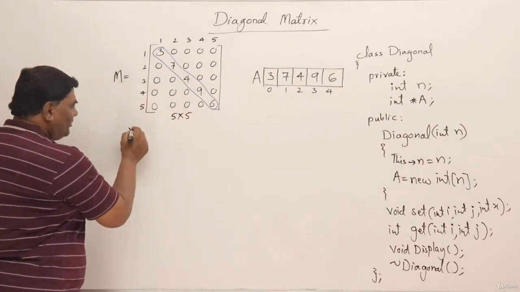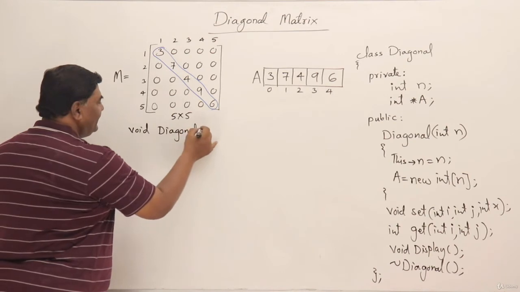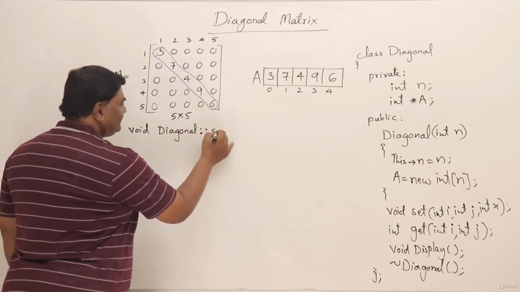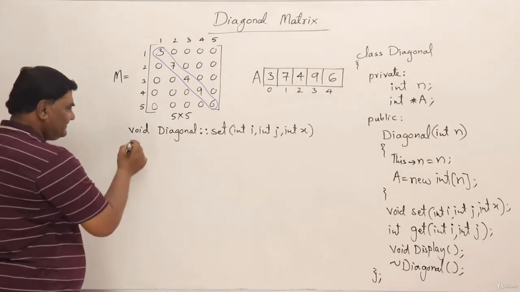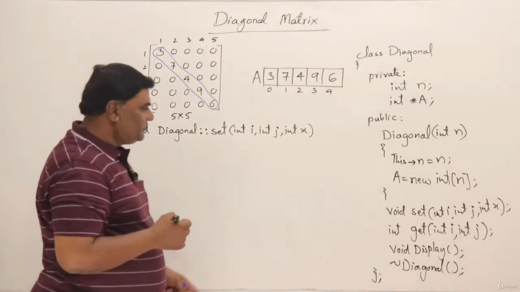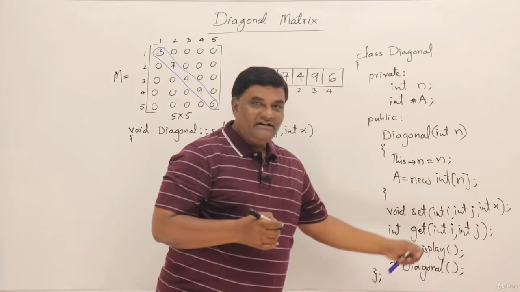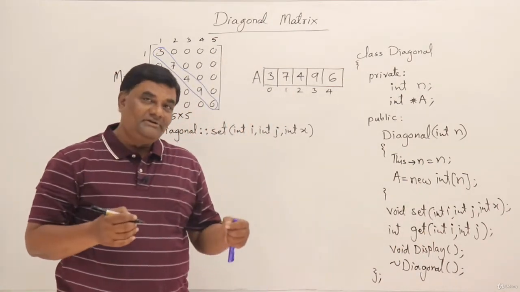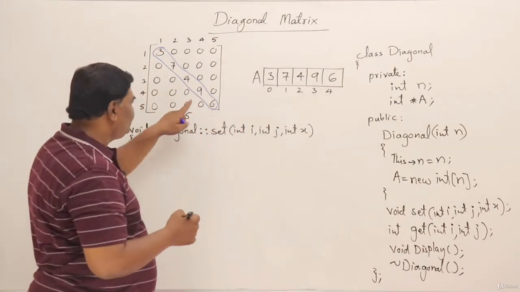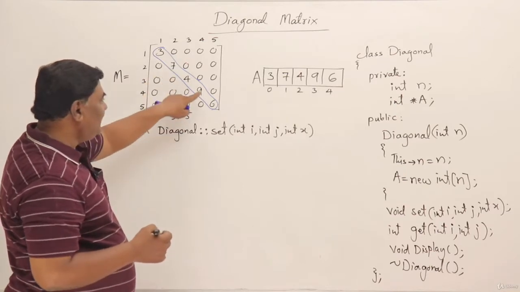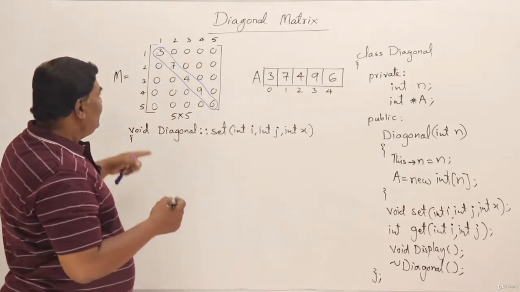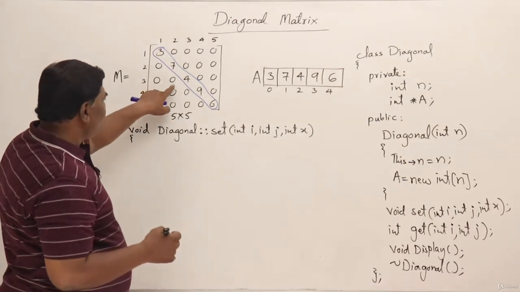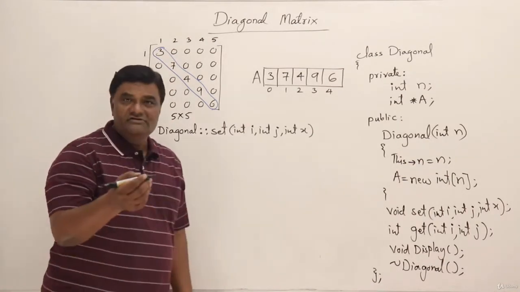So void class name diagonal set, 3 parameters i, j and x. Then what is it supposed to do? When 3 parameters are given, row number, column number and the element. If I am giving, suppose 9, then I will be giving 4, 4 and 9. If I am giving 7, then 2, 2, 7. Even I may give 3, 2, that is 0. So it should not store 0.